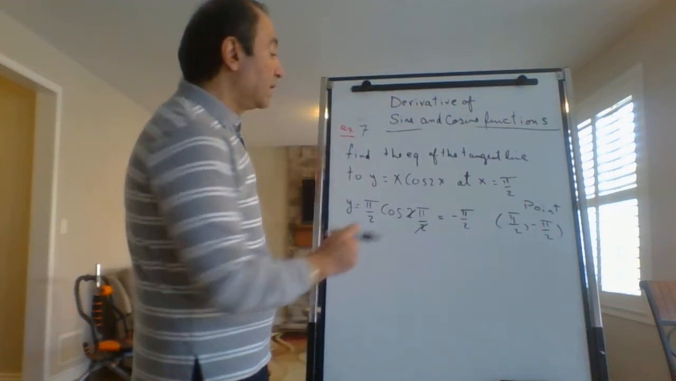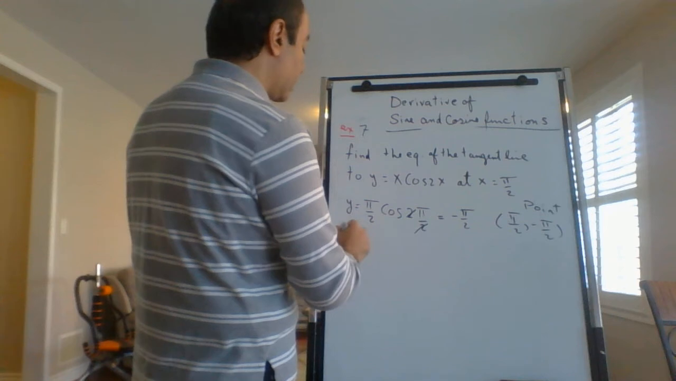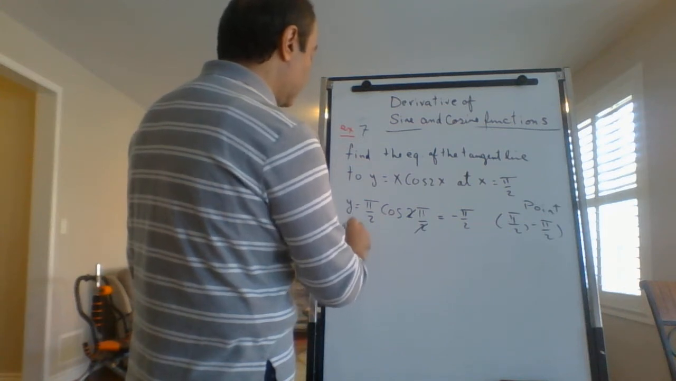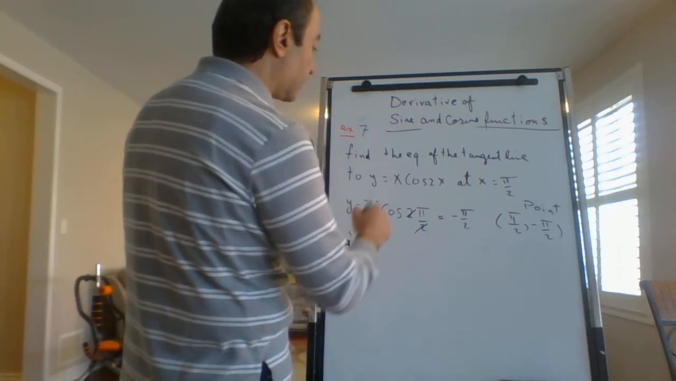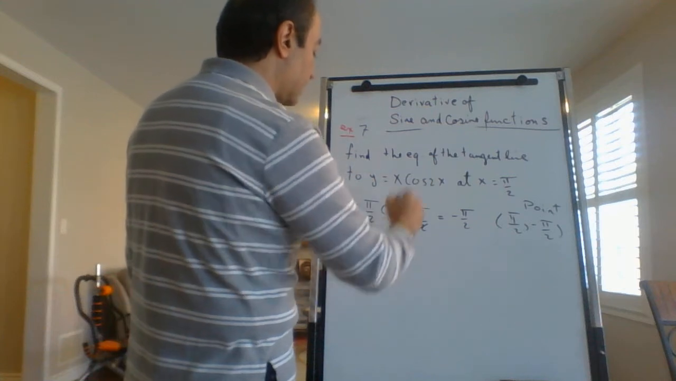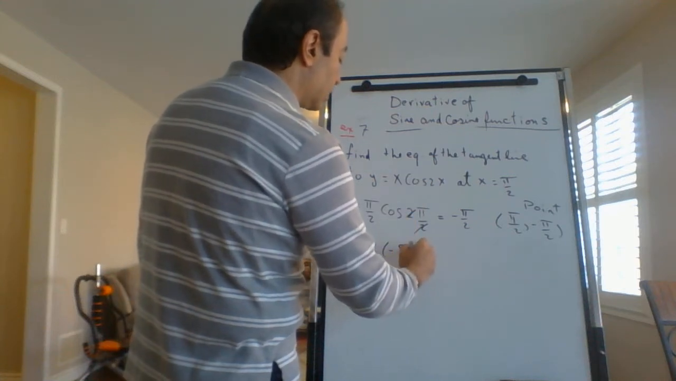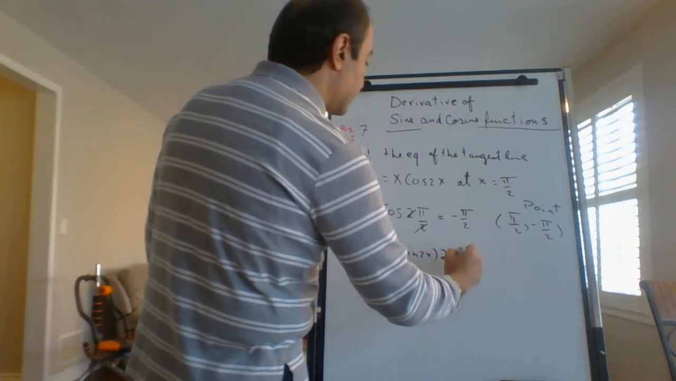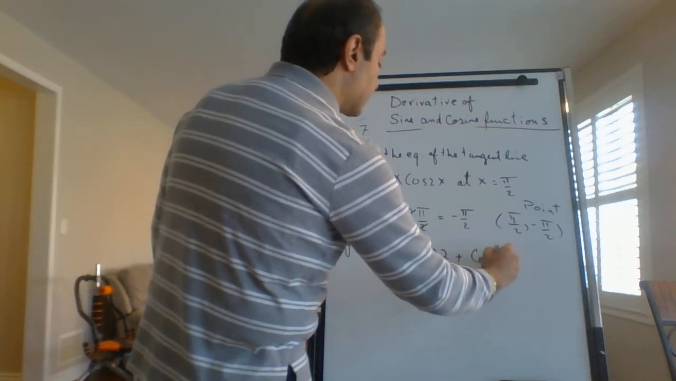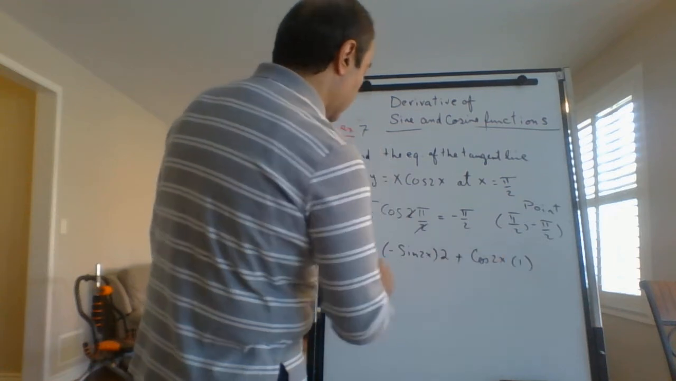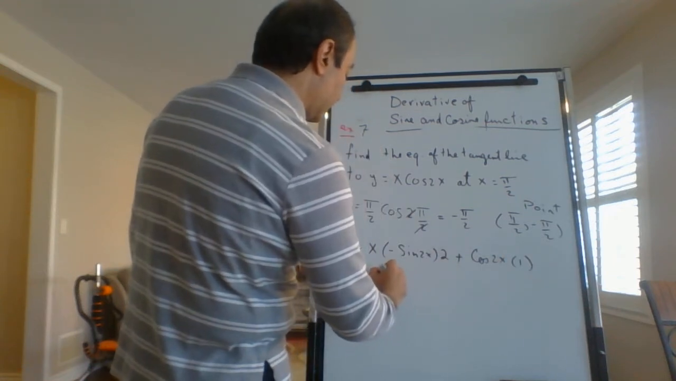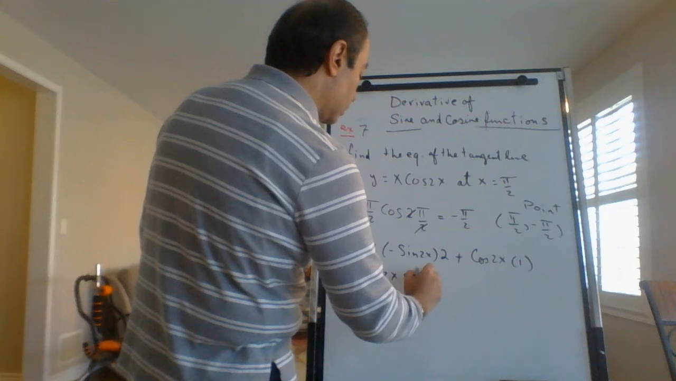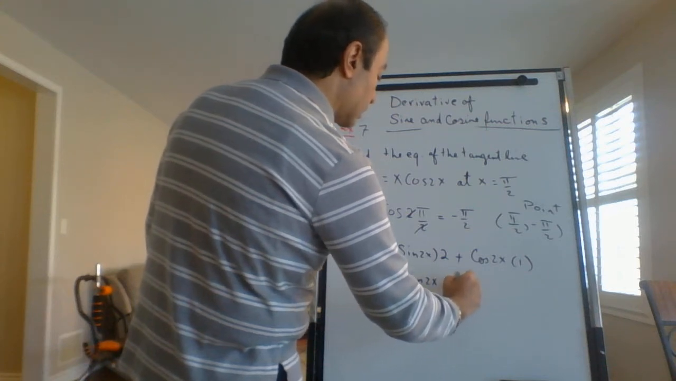The other thing we need is the slope of the tangent, which is the derivative. So y prime will equal, we need to find the derivative of this. So first, times the derivative of the second, which is negative sine 2x times the derivative of 2x, which is 2, plus the second times the derivative of the first, which is 1. We can rewrite this as negative 2x sine 2x plus cosine 2x.